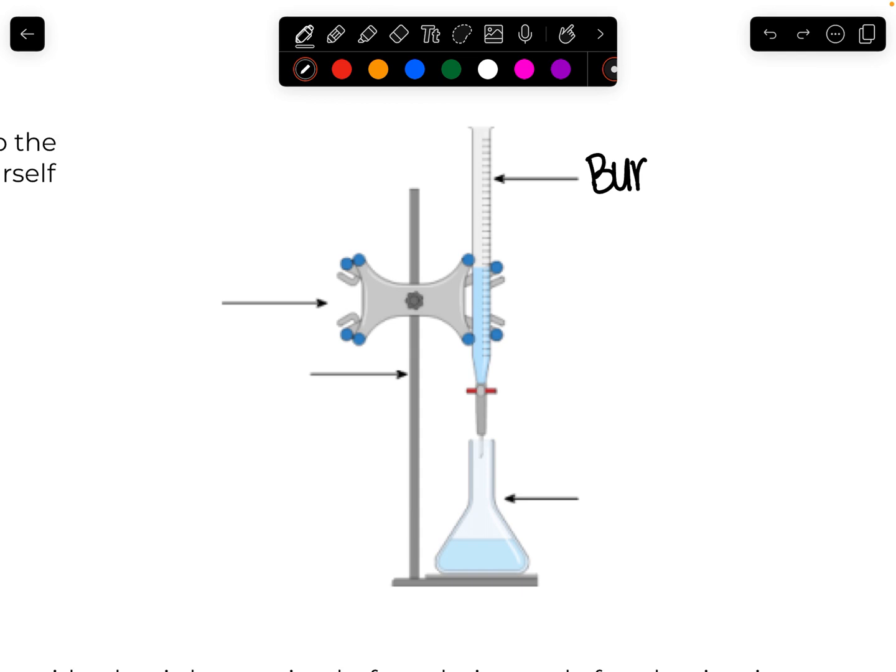Actually, I think it has two R's. Ooh, I don't know. Now that looks wrong. You know what? It doesn't matter. So this is a burette.